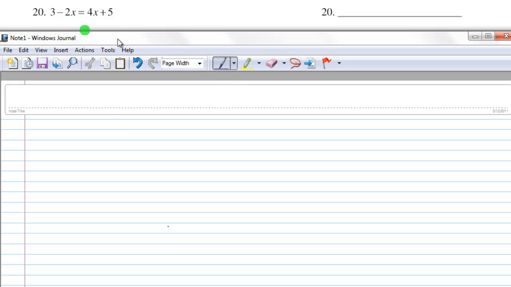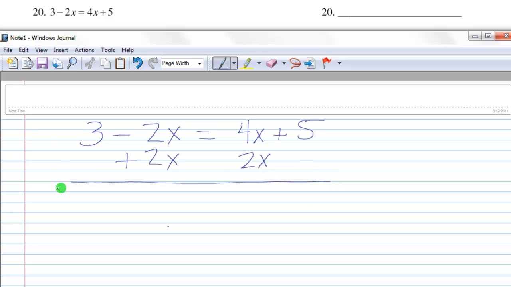to check your answers. All right, in number 20, we've got x's on both sides of the equation. We need to first put those two x's together on the same side. So we're going to move over our 2x over to the right. This is just a personal choice. And we add the opposite of -2x, which is a positive 2x.